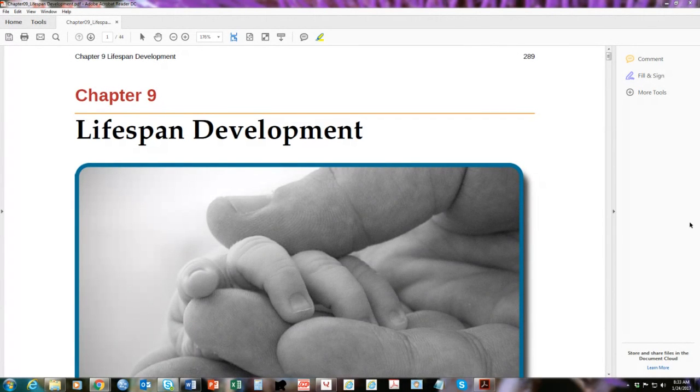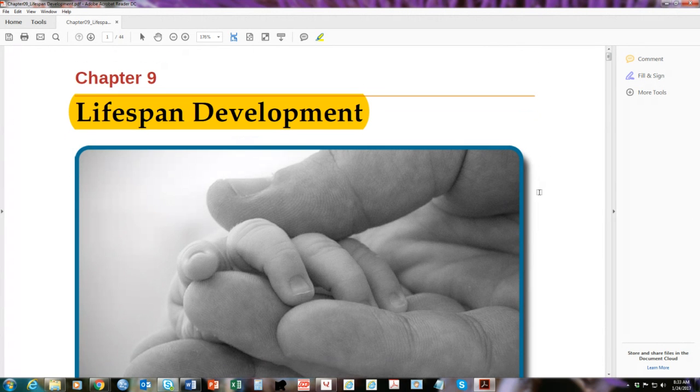Okay, hello everyone. What I would like to do is take you through Chapter 9. That's the chapter on lifespan development. So, lifespan development here is development across the lifespan. So, this would be from the moment of conception to old age and eventually death. So, this is a focus of developmental psychology.